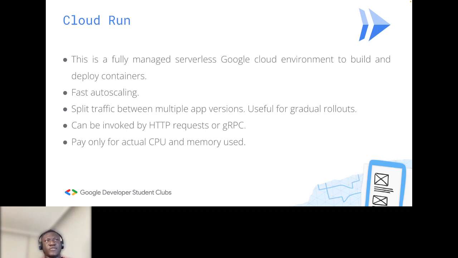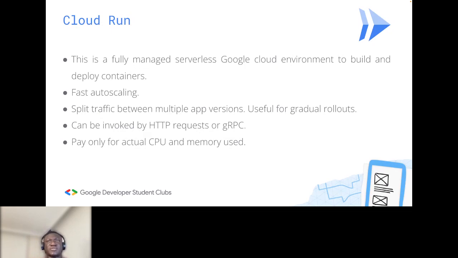But when you have use cases for using containers, and the reasons you would need containers sometimes is when you have to add certain dependencies, you want to make full use of the containers feature, or you need some other network protocols. That is when you use containers. And Cloud Run is a managed serverless Google Cloud environment that allows you to deploy containers easily. Also, it supports fast auto scaling. You're also able to split traffic between your app versions, the same way we did with App Engine.